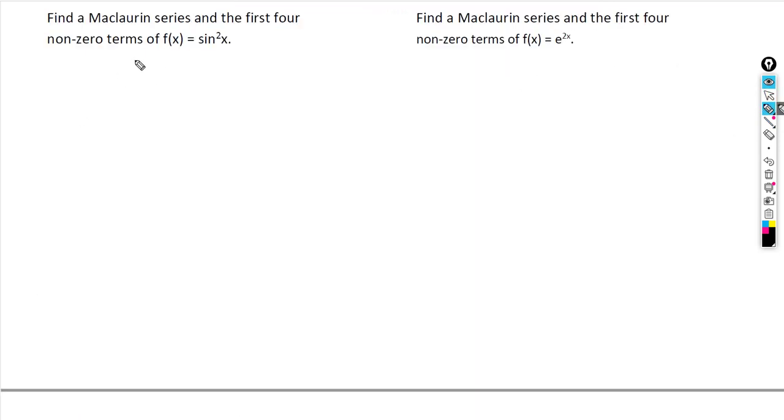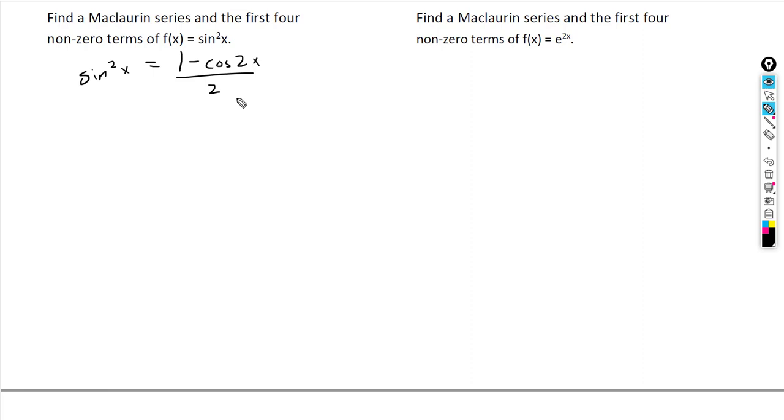All right, I want to find a Maclaurin series and the first 4 non-zero terms of f of x equals sine squared x. Well, we don't know a Maclaurin series for sine squared, or even a Taylor series for sine squared. But what do I know about sine squared? I know that sine squared x is equal to 1 minus cosine 2x over 2, right? Half angle. Well, what else do I know?